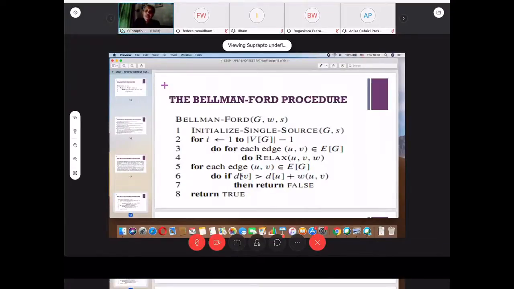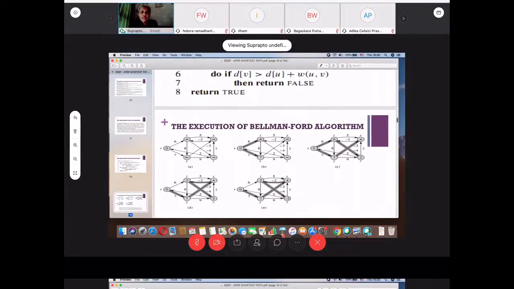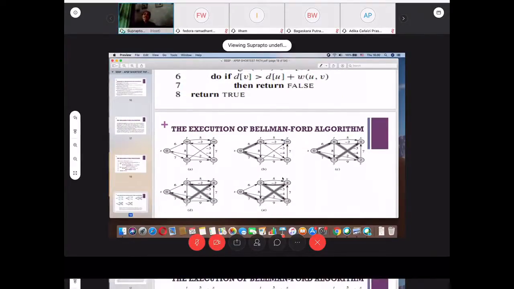Otherwise, if there is no edge with this condition true, then the return value is true, and then the result of relaxation is the solution of shortest path. Right? This is how the Bellman-Ford procedure works. And then this is an illustration. This is an illustration.